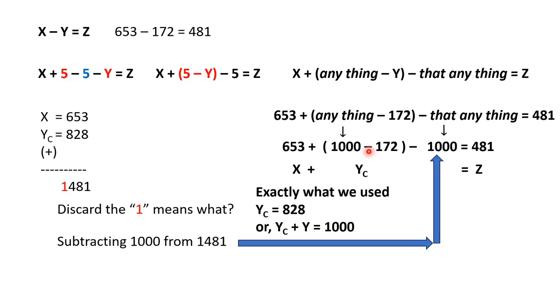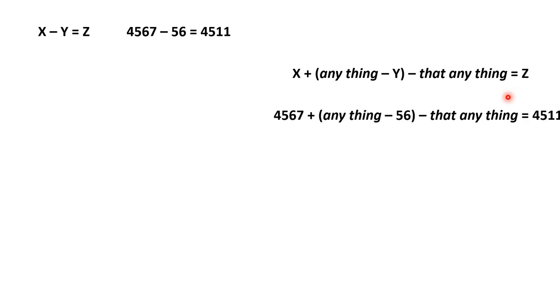And we have the liberty to use 1000 here. So it would be a little bit clearer if I take a 4-digit number to start with as x, say for example 4567, and we are subtracting 56 from it. The answer is 4511. So again we can write x plus anything minus y minus that anything equals z. So x is 4567 and y is 56, and the result is 4511.